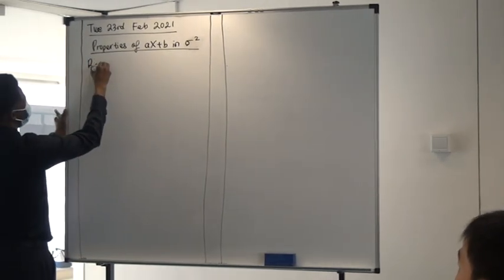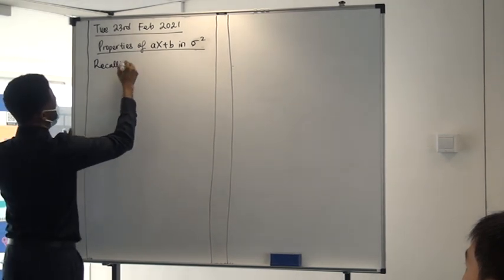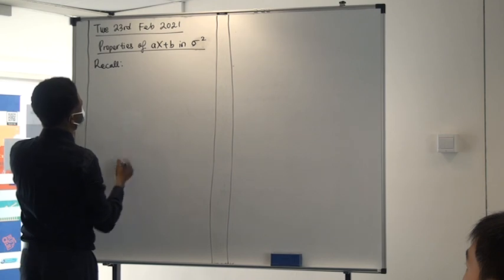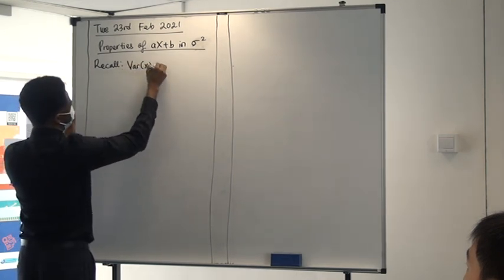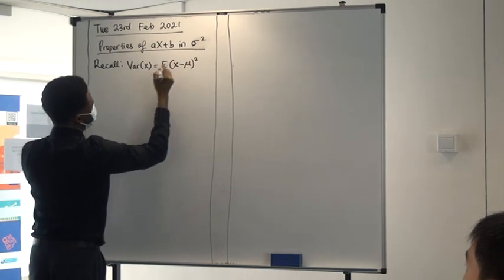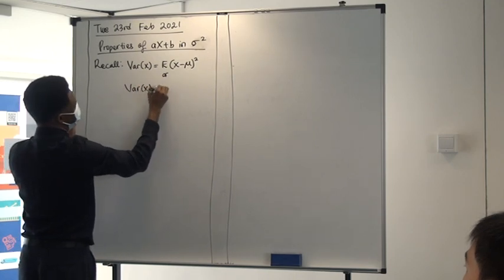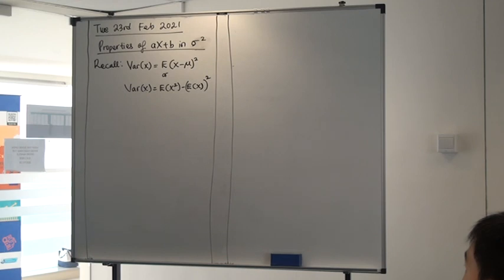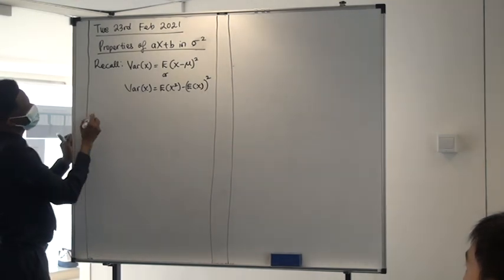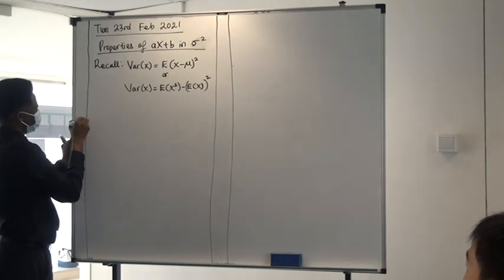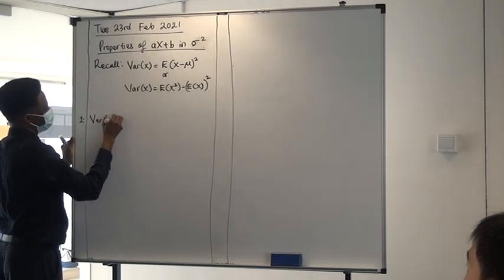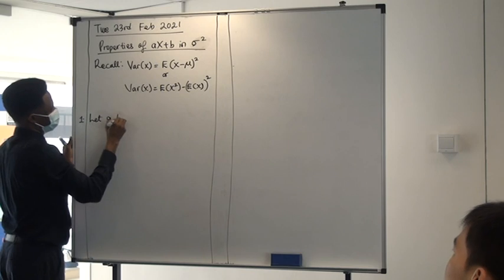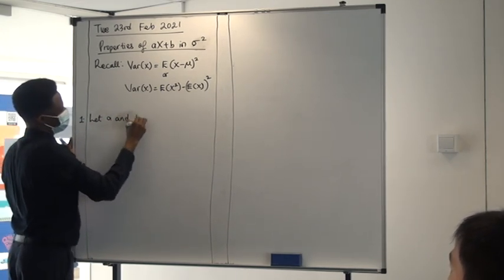Recall that these are the tools we might need. Expectation, we probably don't need the expectation property. Anyway, recall that variance of X is the expectation of X minus mu all squared, or variance of X is expectation of X squared minus expectation of X, all squared. So let's see what happens. Now let's see the first one. What is the variance of a constant K? Okay, maybe let's use A and B again. Let A and B be scalars.